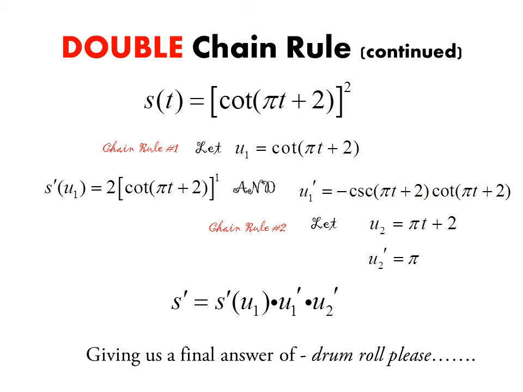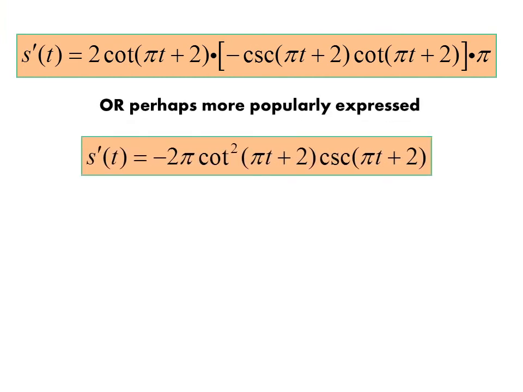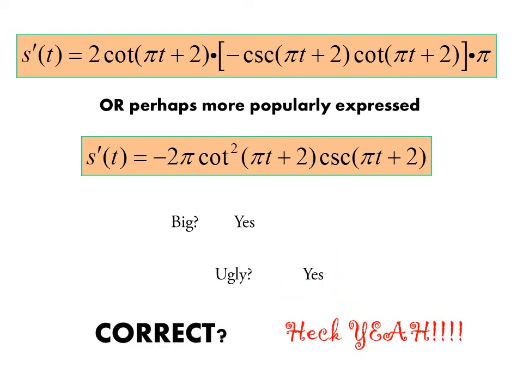And so you mush all these together and you get 2 cotangent pi t plus 2 times negative cosecant pi t plus 2 times cotangent pi t plus 2 times pi. Put it a little bit more simply, a little bit more streamlined, and you see the answer we have here. Is it big? Yes. Is it ugly? Yes. But is it correct? Absolutely.